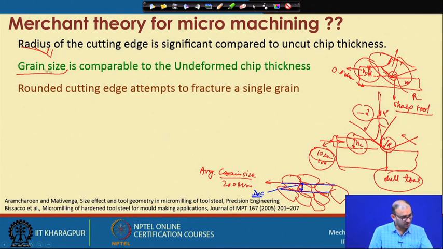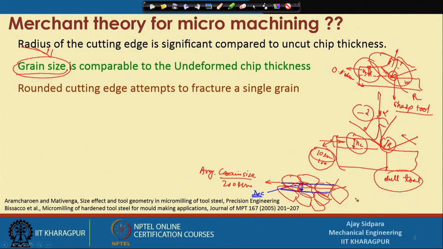So, it is important that sometimes we have to cut the grain, and that is difficult compared to cutting through the boundary, which is very easy to pass through. Then the rounded cutting edge attempts to fracture a single grain. If you are using a sharp tool, there is a chance that it will cut the material, because you have velocity and sharpness, both. So, it can pierce very easily. But now we know that our tool is dull, which is the relative comparison between the uncut chip thickness and the cutting edge radius.